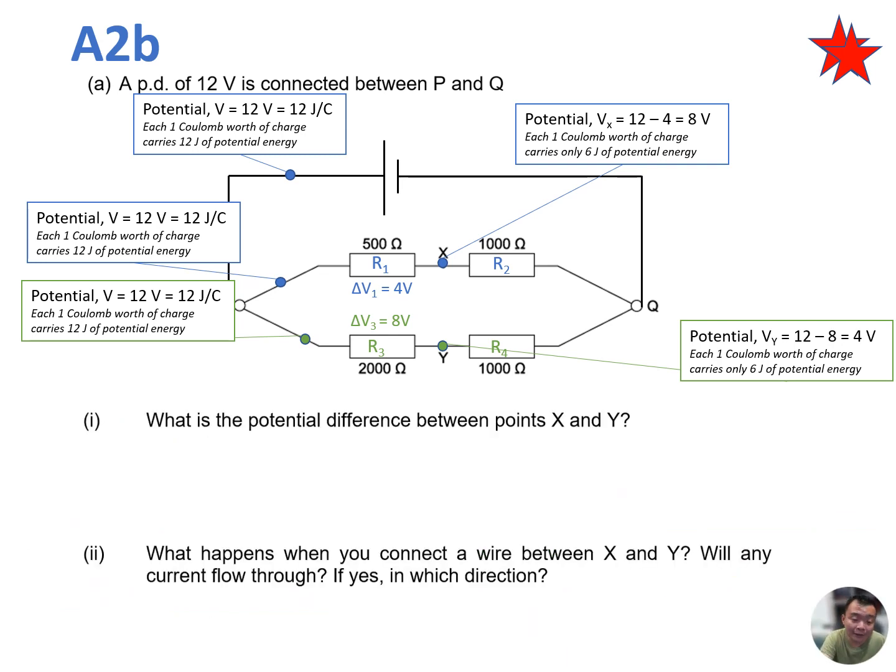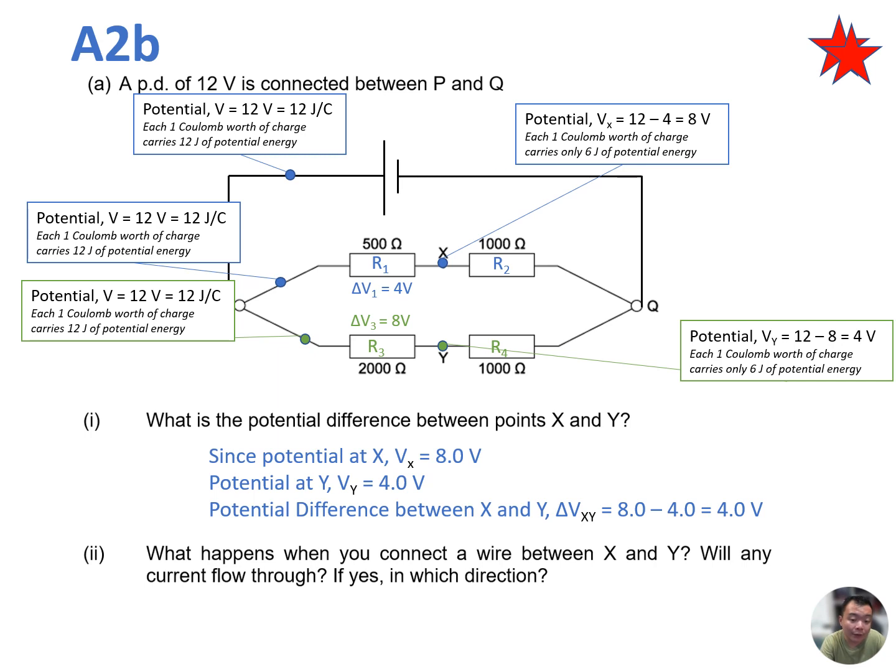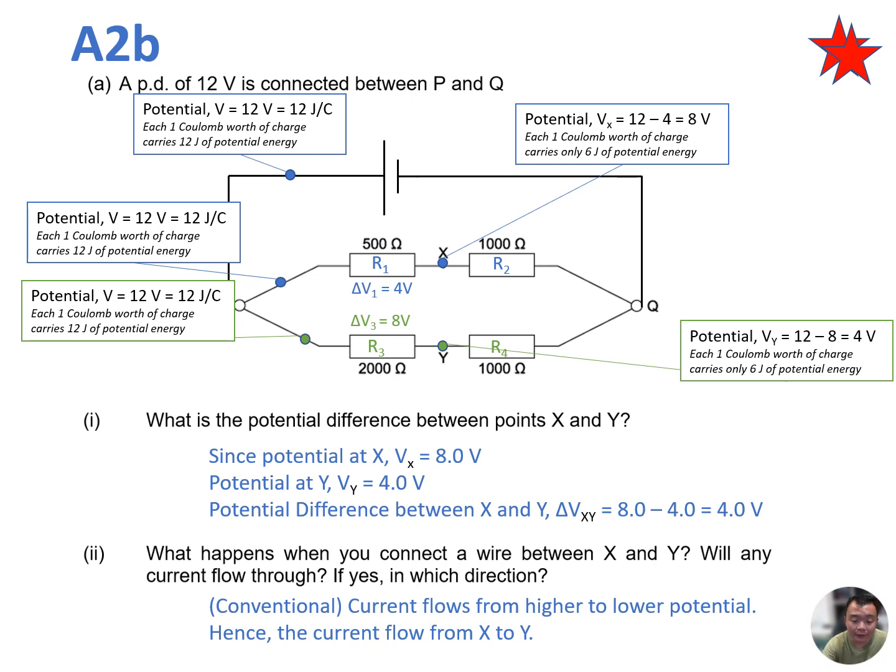And we are therefore ready to solve the 2 questions. For the potential difference between point X and Y, we have established that the potential at X is 8 volts, and the potential at Y is 4 volts. The potential difference, you just take the difference between these 2 potential values, you will get the answer of 4 volts. And therefore, should you connect a wire across X and Y, there will be a current flow from the higher potential, which is X, to the lower potential, which is Y.